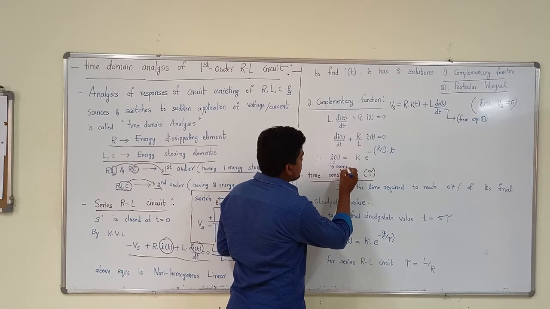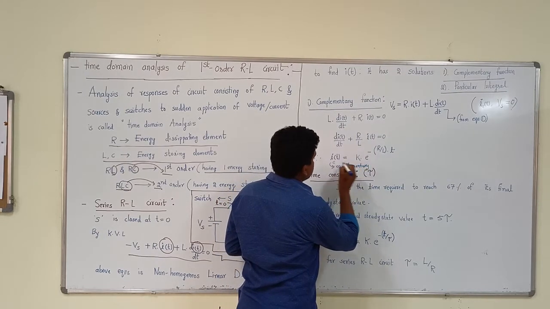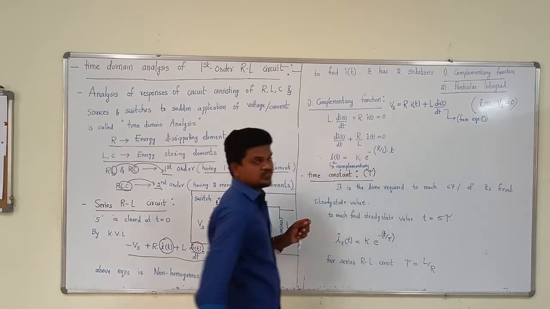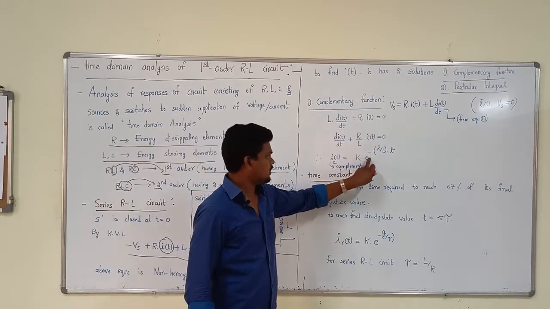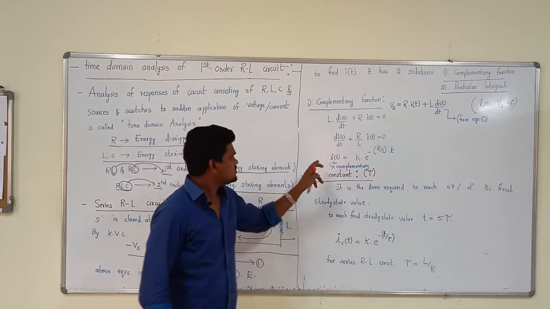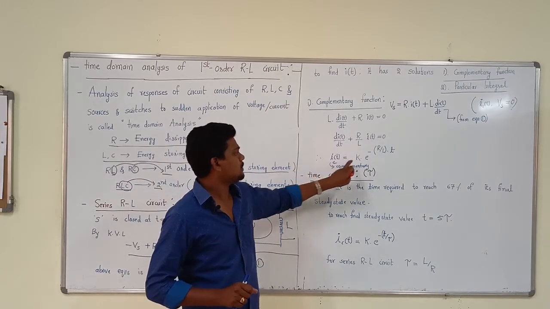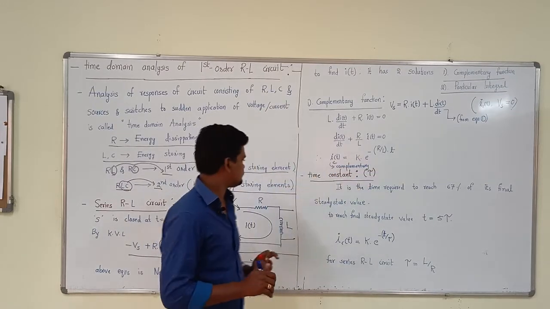In the solution we will get one thing, C means the complementary. We will get k into e power minus R by L into t. Just one particular function will be completed.